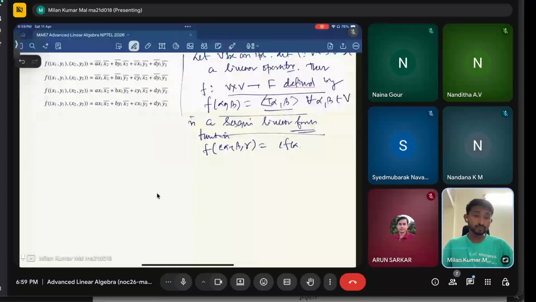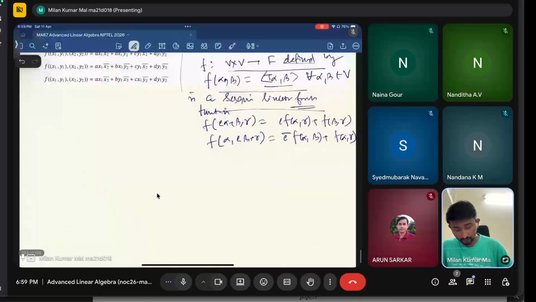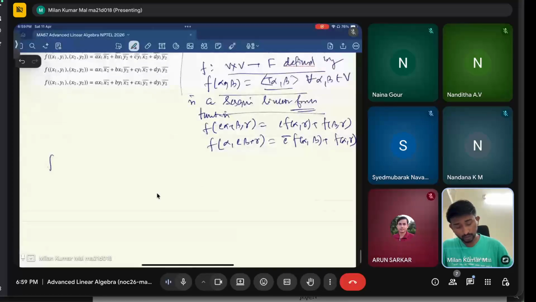This is the trivial part. The non-trivial part is the previous theorem which I have used, that a sesqui-linear form actually comes from a linear operator T. This is what it is. Okay, now we have to find this form. This is very easy now. Take (x1, y1) and (x2, y2). I have to find f, which is equal to the inner product of T(x1, y1) with (x2, y2).